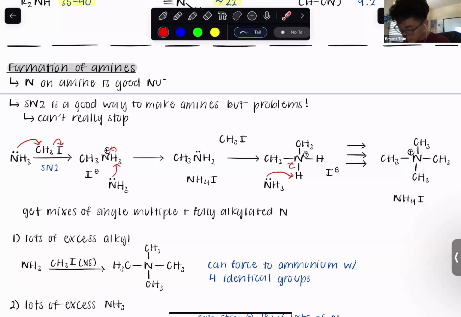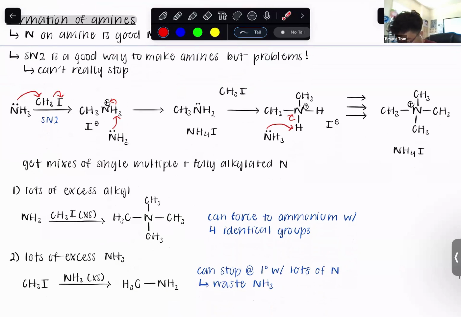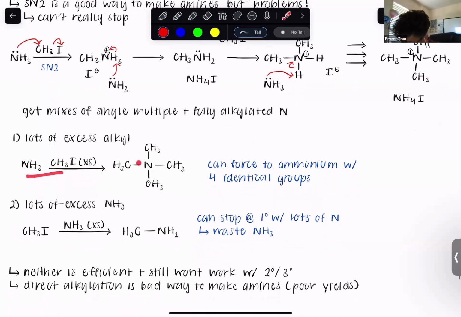The first one is over-alkylation, where this amine here can do SN2 with an R-I. And it gets deprotonated to become neutral. And when it becomes neutral, it can attack another electrophile to get this right here. And then we could get the positive charge and keep going until we get this positive charge on the nitrogen that can no longer be deprotonated, no longer be neutralized, right? Mixes of single, multiple, fully alkylated N, lots of excess alkyl. Yep. Positive charge on this nitrogen with 4 bonds. Okay. Lots of excess ammonia.